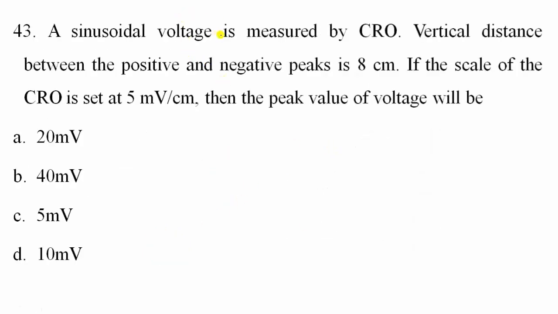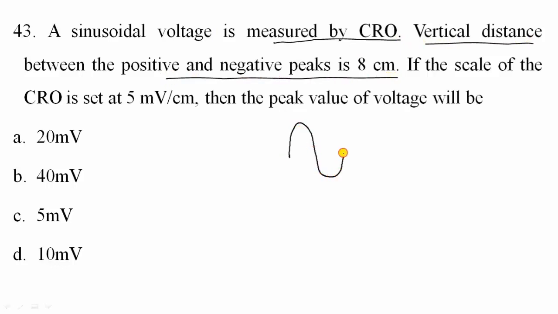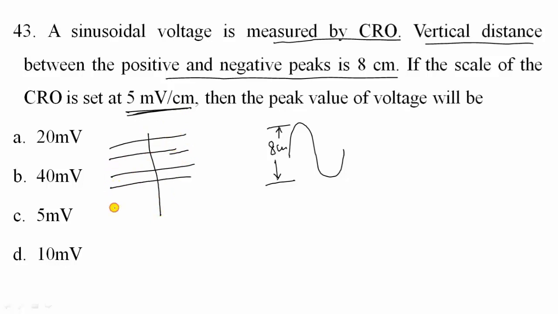43rd question, a sinusoidal voltage is measured by a cathode ray oscilloscope. Vertical distance between the positive peak and negative peak is 8 cm. So the peak to peak distance or peak to peak value that is given is 8 cm. If the scale of the CRO is set at 5 millivolts per centimeter, nothing but you will be having a CRO, so each box corresponds to 5 millivolts.